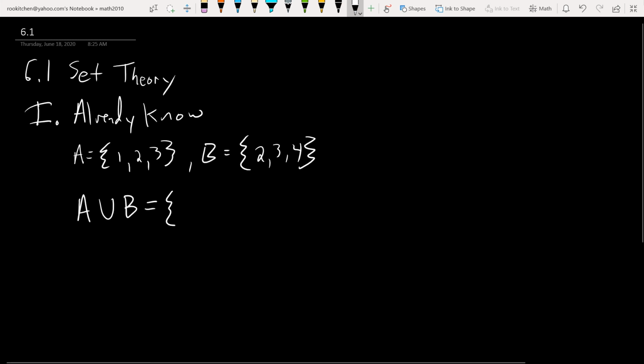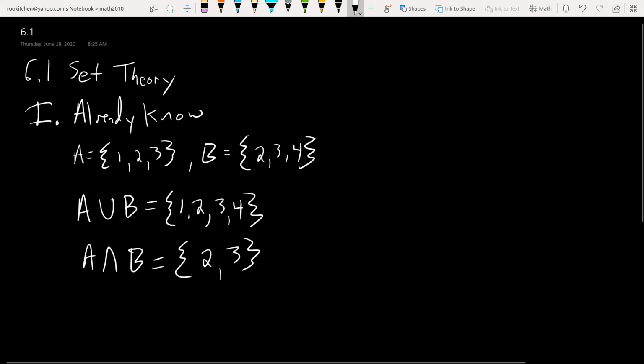What you're doing is basically taking every element that's out there. In sets, we don't write repeated elements. So A union B would be 1, 2, 3, 4, basically everything that's in A and everything that's in B. A intersect B, those are the items that are in both. So that would be 2 and 3.